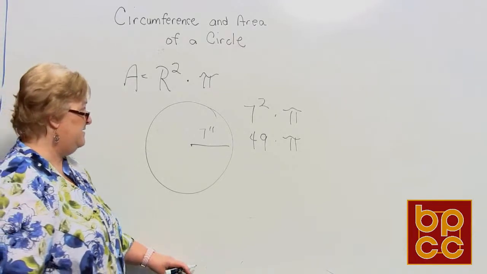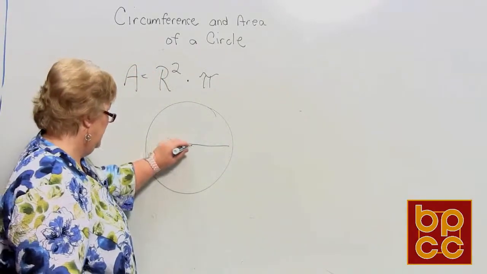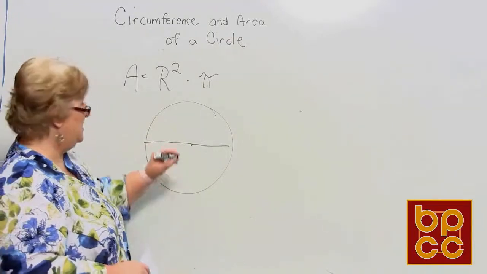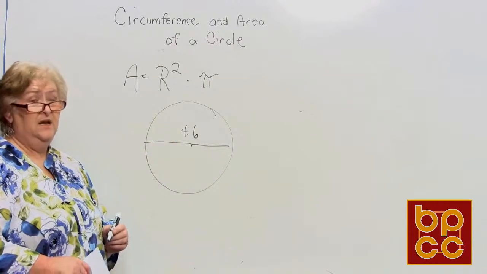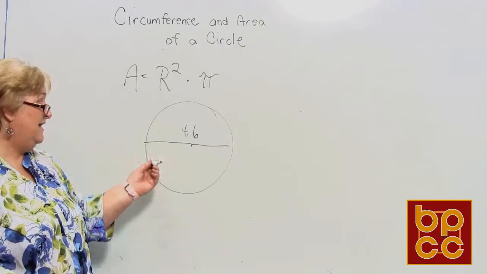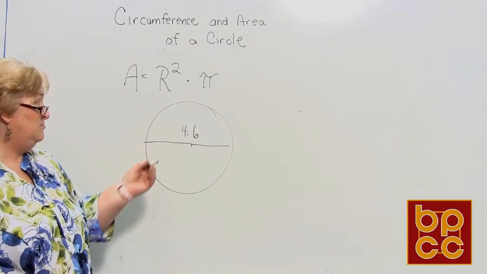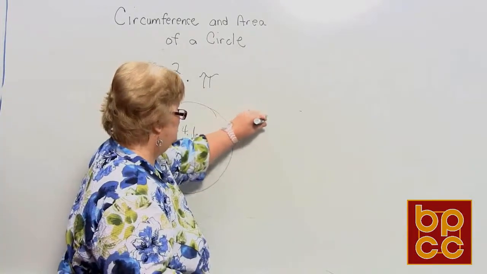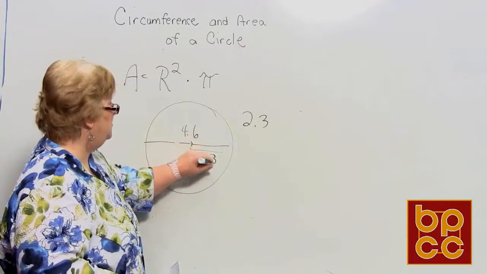Okay? Now let's try this one. Sometimes, even though we want radius, they end up giving us the full diameter. And this time I'll give you a decimal to make it exciting. The full diameter is 4.6. Now I don't want the diameter, I just want the radius. So I'm going to have to divide this in half. And when I divide 2 into 4.6, I'm going to get 2.3. So the radius in this case is 2.3.